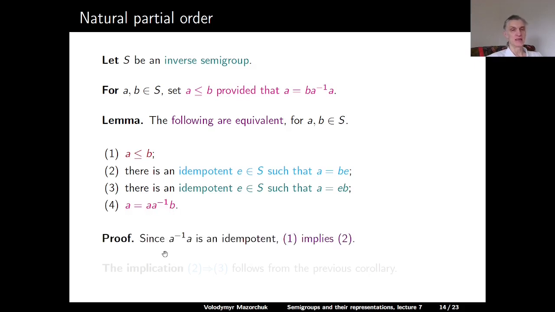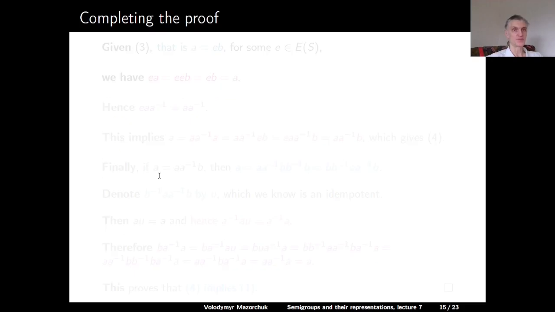Proof: since A inverse A is an idempotent, then 1 obviously implies 2, just directly from the definition. And the implication that 2 implies 3 follows from the previous corollary. We can move idempotents from right to left in the product. Sometimes we need to change idempotents, but 2 and 3 are defined as existence, so it works.